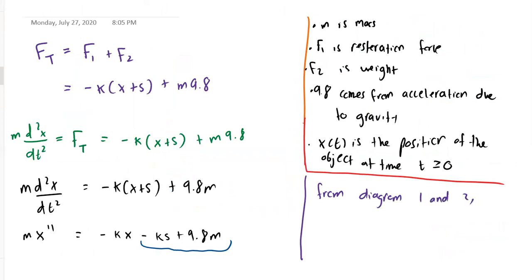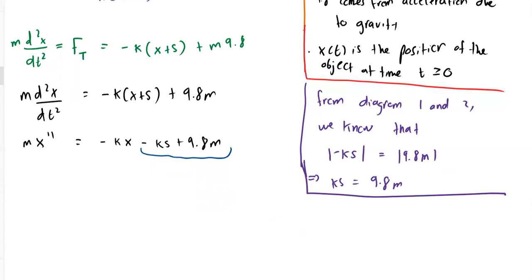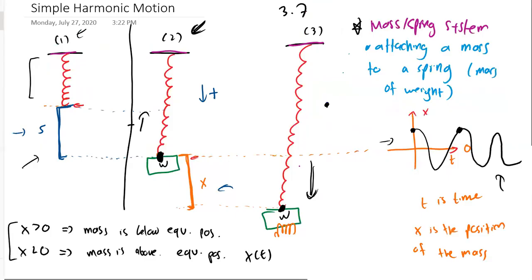We know that the original restoration force to get to diagram 2, the magnitude of that is equal to the magnitude of the weight. Absolute values make things positive. So in other words, Ks equals 9.8 m. And again, that comes from diagram 2.